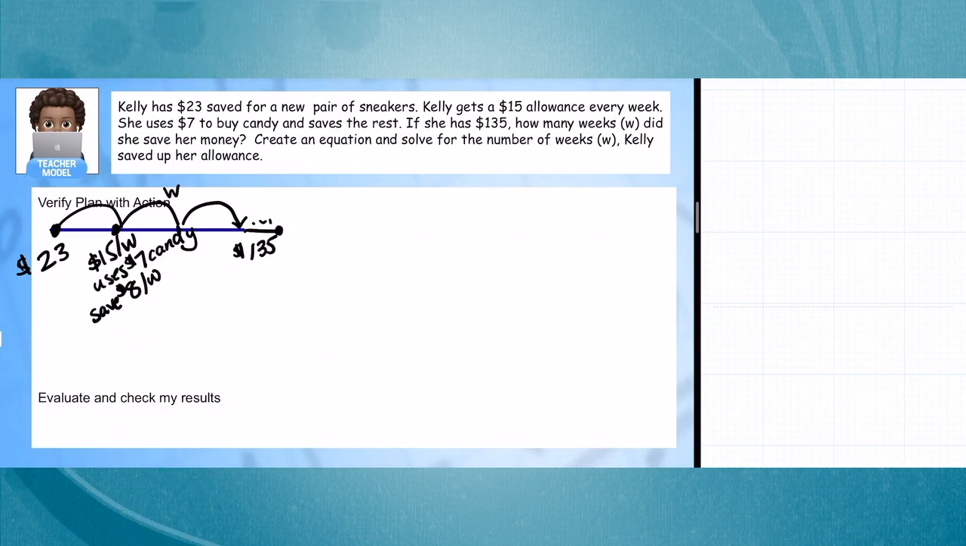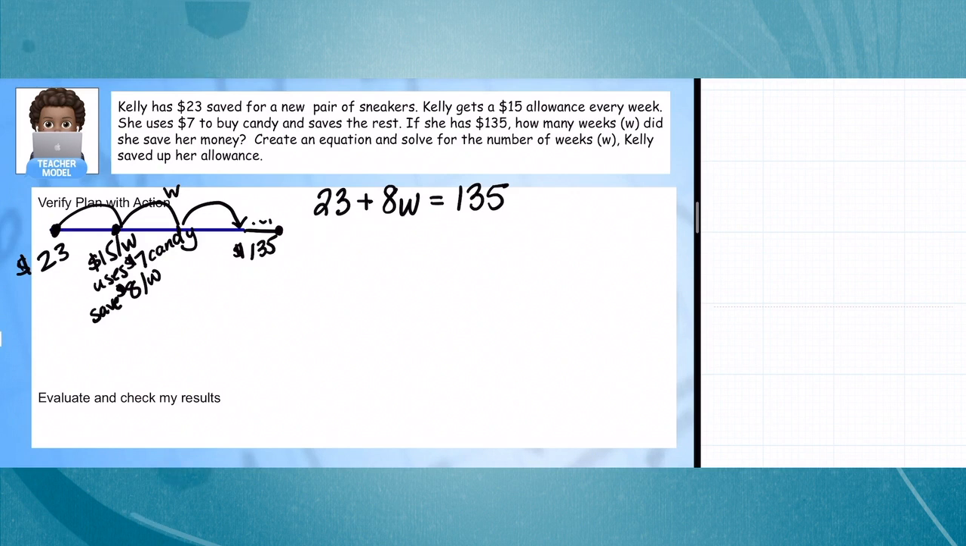All right, so that clarity is really helpful to me because now I can write this as an expression. She starts with the $23 and she's saving $8 a week. Why? Because she gets $15 for allowance, she spends $7, and she's left with $8. And we want to know how many weeks it will take to get to $135.